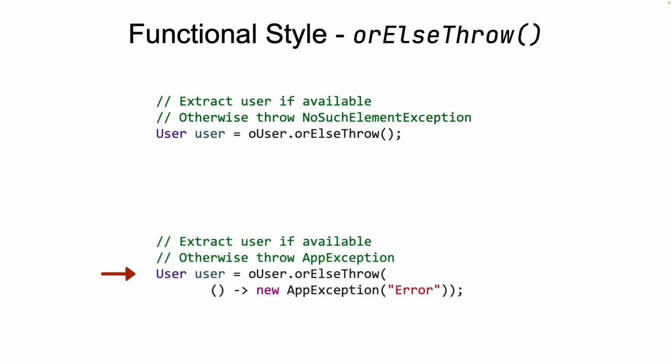We can use an overloaded method of orElseThrow where we pass a lambda expression as the parameter. And inside the lambda expression, we can throw whatever exception we want. It's basically a supplier of exceptions.